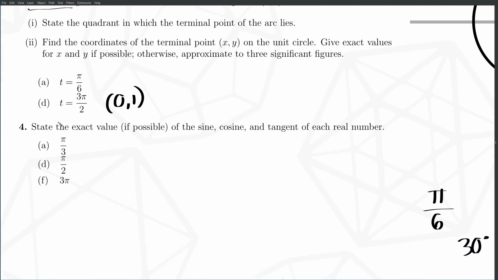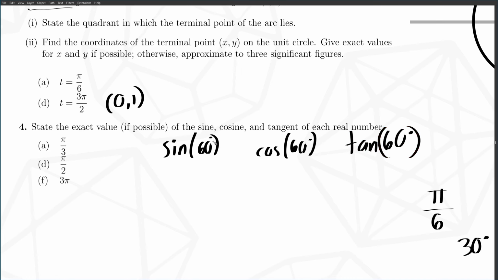Okay. And here we're going to state the exact value, if possible, of the sine, cosine, and tangent of each real number. Okay, so for pi over 3, if pi is 180 degrees, that's going to be 180 divided by 3, which is 60 degrees. Okay, so now we're asked to find sine of 60 degrees, then cosine of 60 degrees, and then tangent of 60 degrees.